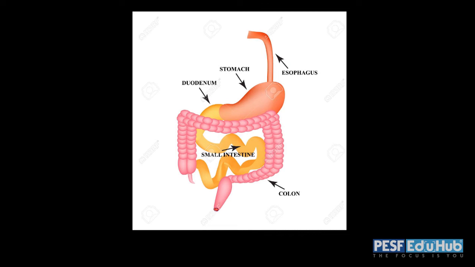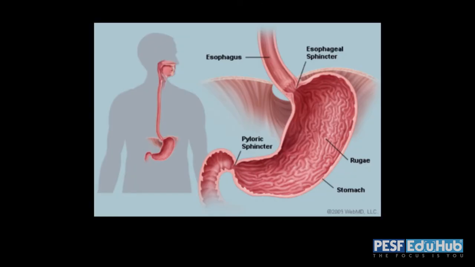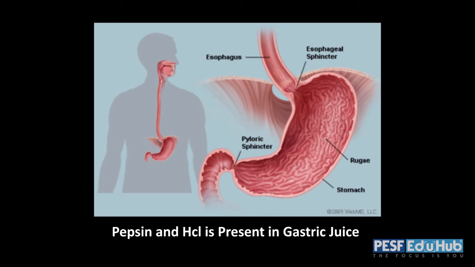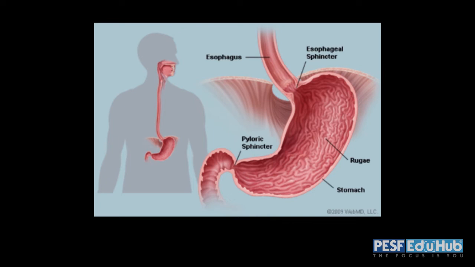The next part of the alimentary canal is the stomach. You see the stomach? Stomach is a J-shaped organ. Inside the stomach, on the wall of the stomach, there are many glands called gastric glands. The gastric glands secrete an enzyme called pepsin, and another enzyme called renin. Both these enzymes, pepsin and renin, convert protein into simple forms.